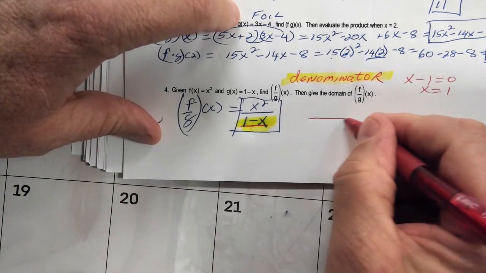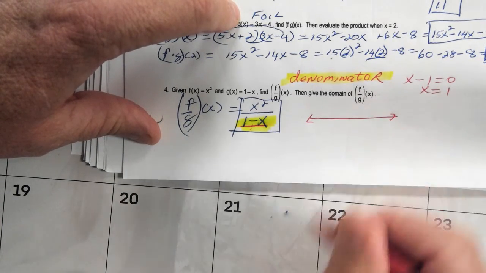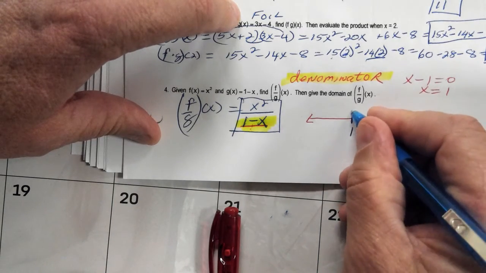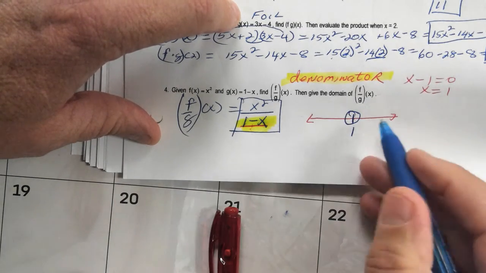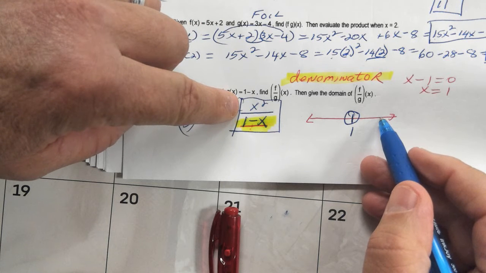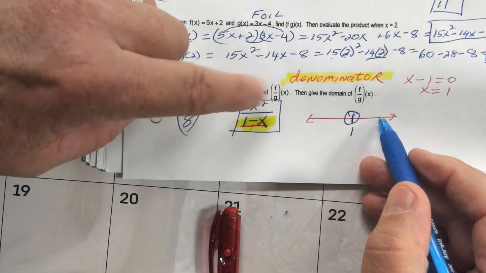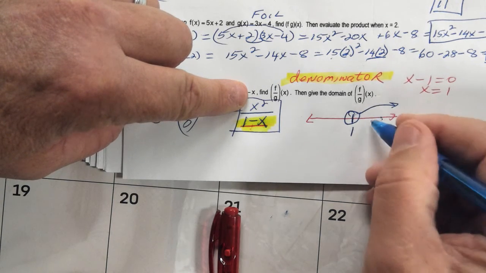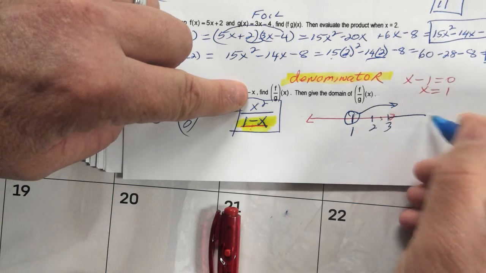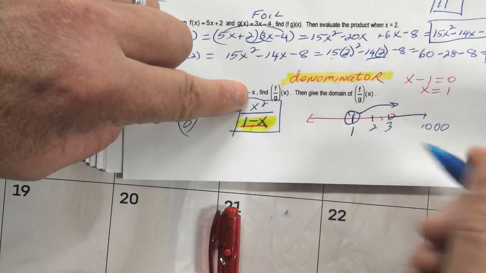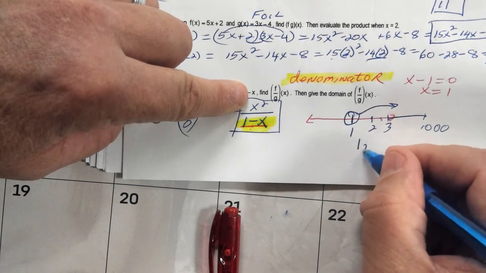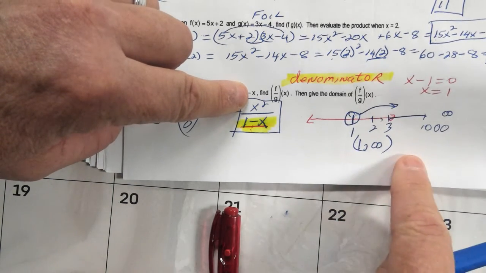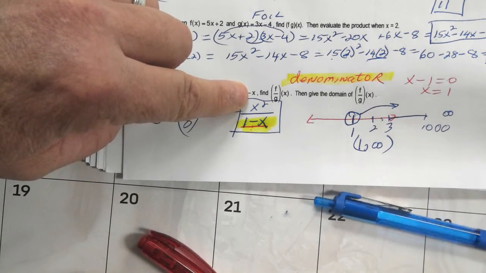So you have to draw a number line. On the number line, I put the number 1. I can't have 1, so I put an open circle. Can I put in 2 into this function? Yeah. Can I put in 3? Yeah. Can I put in 1,000? Yeah. So I know that's 1 to infinity. Remember, this is infinity out here. That's one interval. Now I'm going back the other way.